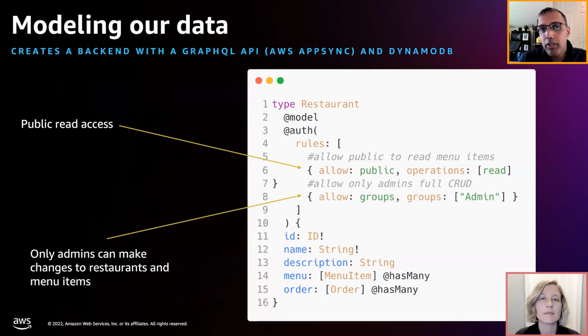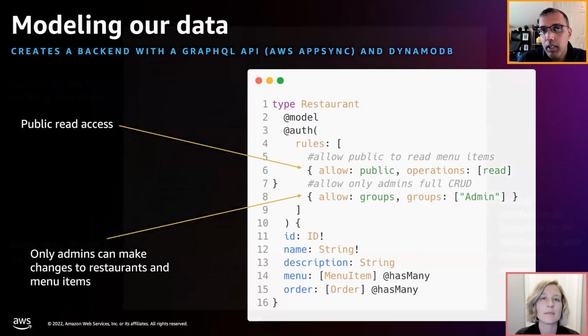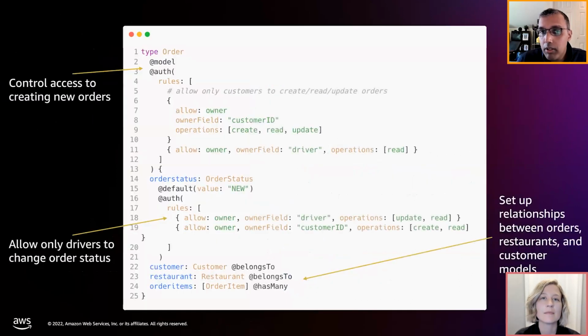And I can even go finer grained than that. So here we have the object or type modeling an order. And what I can say here is the customer who creates the order has create, read, and update permissions on the order, but the driver has only read permissions. And what's really neat about this is obviously different orders can be assigned to different customers.